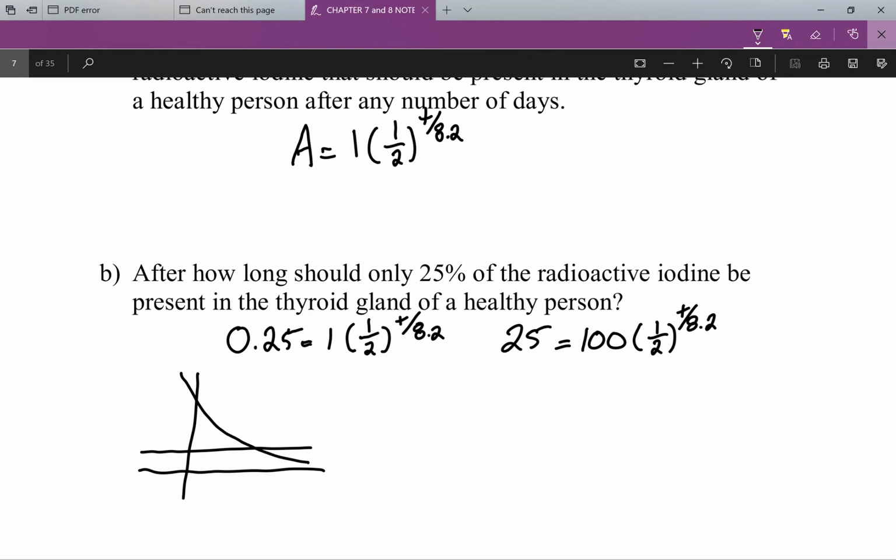So again, we go second trace, and then we go enter, enter, enter. And it comes up that my answer is x equals 16.4. So it'll take about 16.4 days.